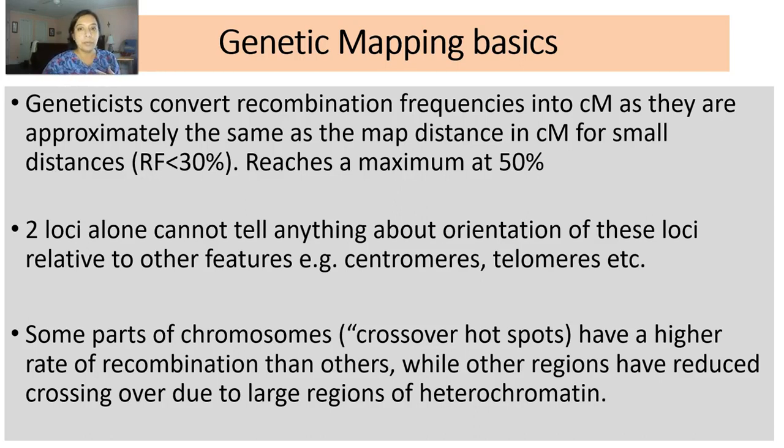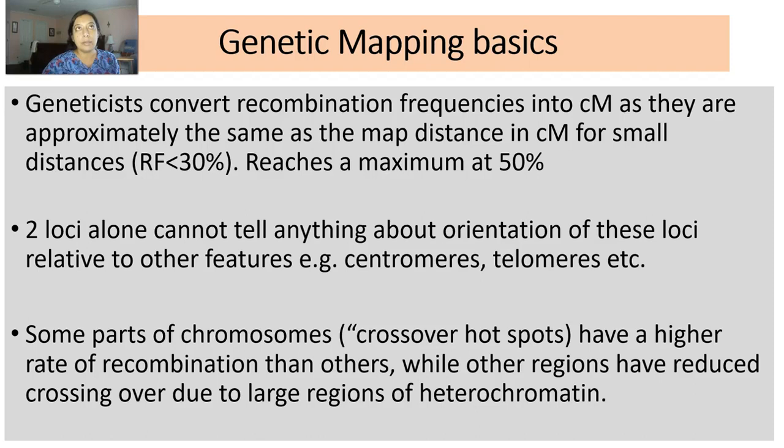So for small distances, where recombination frequency is less than 30%, that's what we essentially do. If you have 1% recombination frequency, it's 1 centimorgan. 2%, it's 2. Two loci alone will not be able to tell you where they are exactly in the space of the chromosome, whether one is upstream of the other. You typically need 3 or more to be able to do that. So that's something to be mindful of.